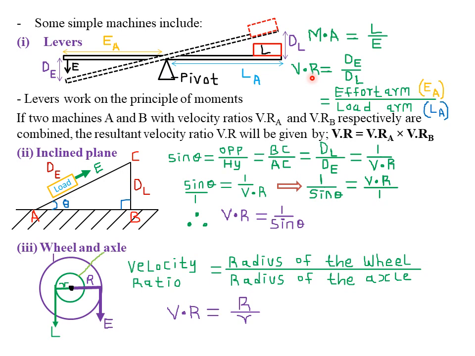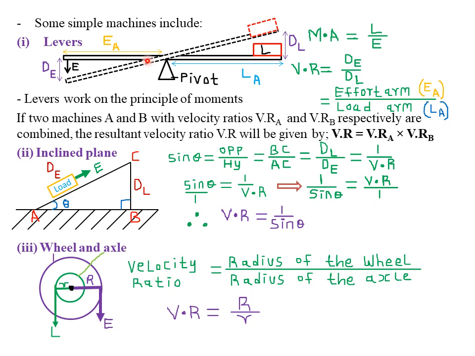Velocity ratio can as well be given by the effort arm divided by the load arm. That is courtesy of similarity. If we use similarity, we shall realize that this distance DE and the distance DL will be similar to the effort arm and the load arm. That is because this particular triangle, up to this point, will be similar to this other triangle, from this point to this point up to this point.